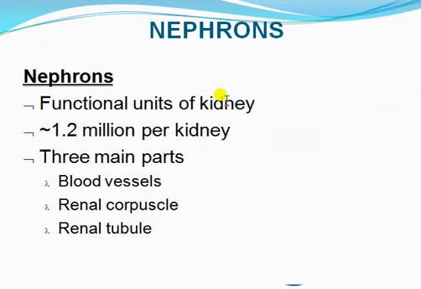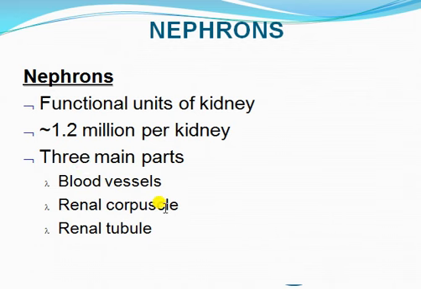So come to the nephron. It is the structural and functional unit of the kidney. How many are there? 1.2 million per kidney. Where are they present? In the cortex, extended into the pyramids. The three main parts: blood vessels, renal corpuscles and renal tubules. These three are the main parts of the nephron.